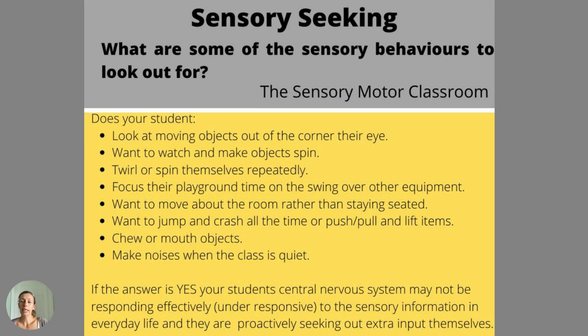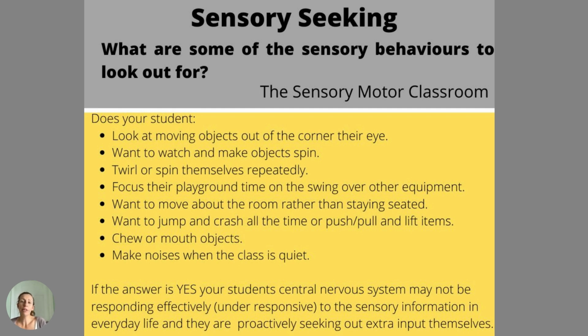We can also take a look at the last area, which is sensory seeking. What are some of the sensory behaviours to look out for here? Does your student look at moving objects out of the corner of their eye? Do they want to watch or make objects spin more frequently than their peers? Do they twirl or spin themselves repeatedly? Do they focus on playground time, such as a swing, and movement opportunities over other equipment or people?